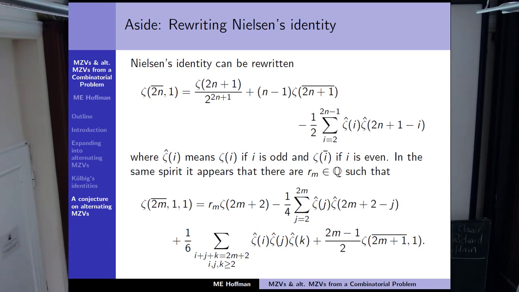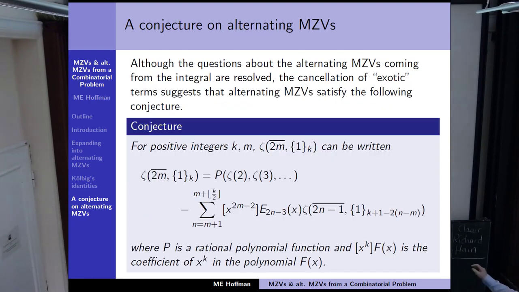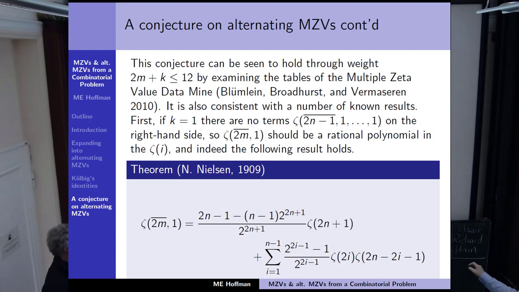Question? No more questions? What is this polynomial which you have written? You have written some polynomials in zeta 2, zeta 3, but what form does it have? No, there's no conjecture about the form. It's an unknown polynomial. I don't presume to say what it is. I don't know what it is, except that I know what it is when k is 1. Then it's this guy.